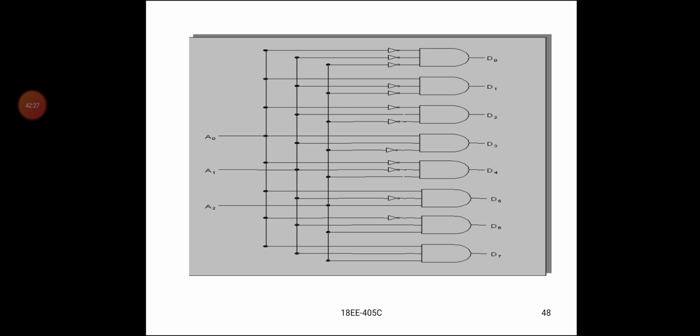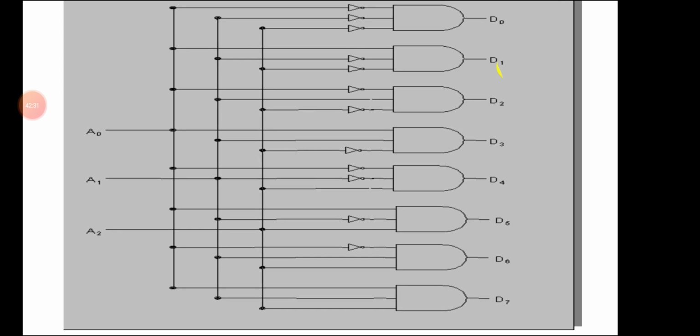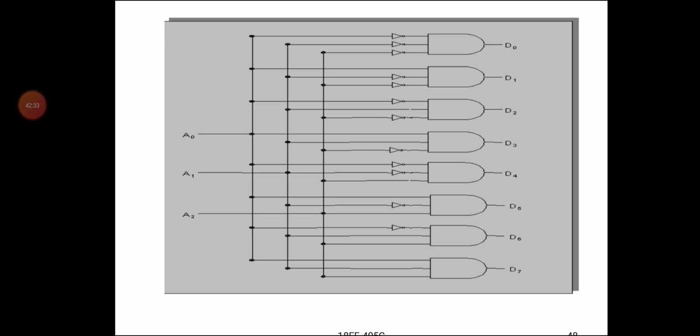By using these equations, we can draw the logic diagram of the 3 to 8 decoder. It is having 3 inputs A0, A1 and A2. It is having outputs D0, D1, D2, D3, D4, D5, D6, D7. Then the inputs are connected to the concerned gates' inputs based on the equations.